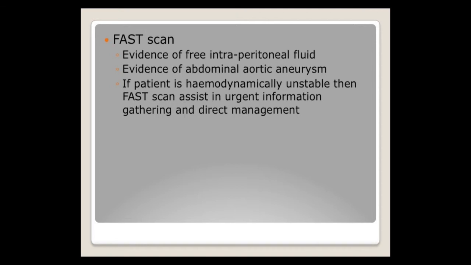The things that you're most likely to be interested in are whether or not there's evidence of free intraperitoneal fluid, and also whether or not there is indeed evidence of an abdominal aortic aneurysm. FAST scan can also be used in trauma patients, such as those that have symptoms suggestive of a ruptured spleen, and again, the important findings are that of free intraperitoneal fluid that is likely to be blood.